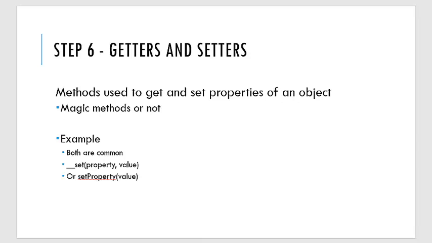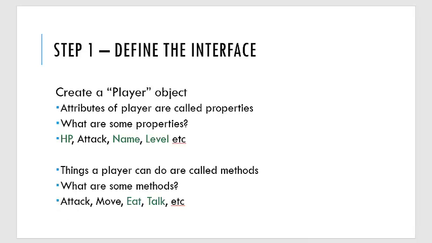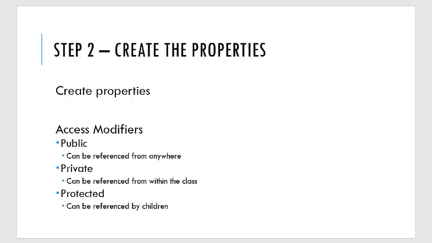So, just to walk you through the entire process, we started off by talking about what is a class. Then we defined the interface, so what are the methods and the properties of that object. Then we created the properties, and that was pretty simple, but the only tricky little thing is the access modifiers, which may be a new thing to you.